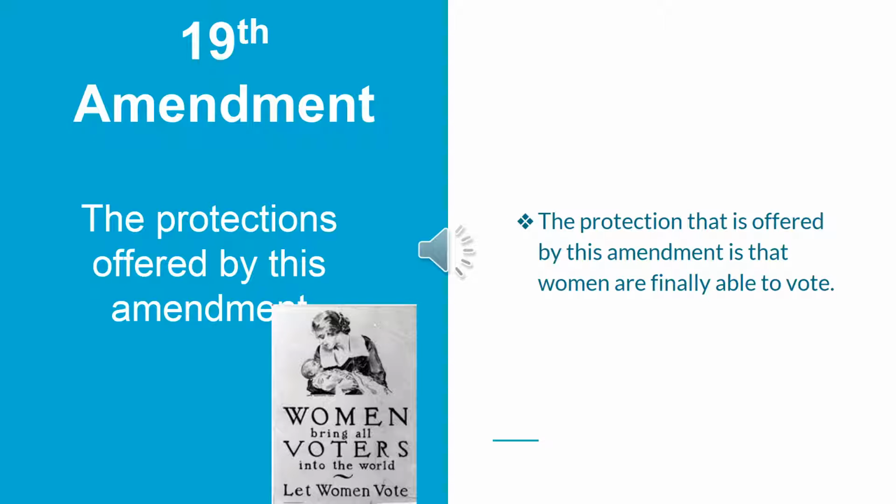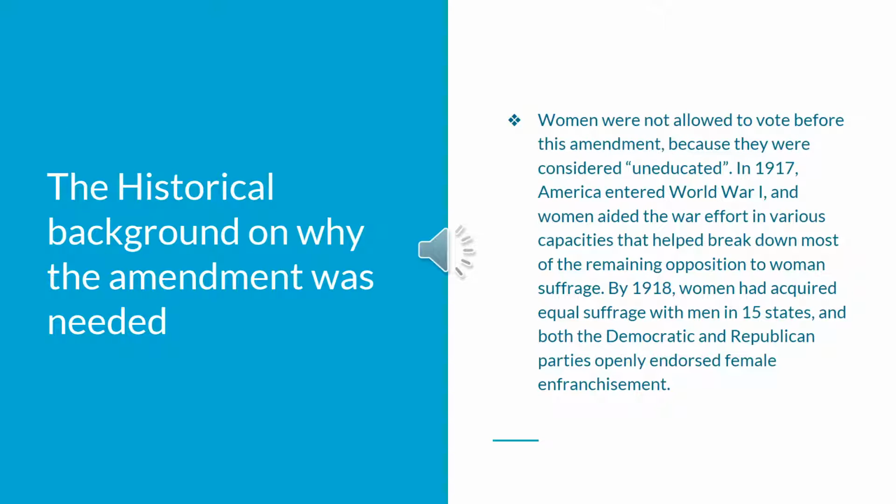The protection offered by Amendment 19 was that women were finally able to vote. The historical background behind Amendment 19 was that women were not allowed to vote before this amendment because they were considered uneducated. However, in 1917, America entered World War I, and women aided the war effort in various capacities, which helped break down most of the remaining opposition to women's suffrage.